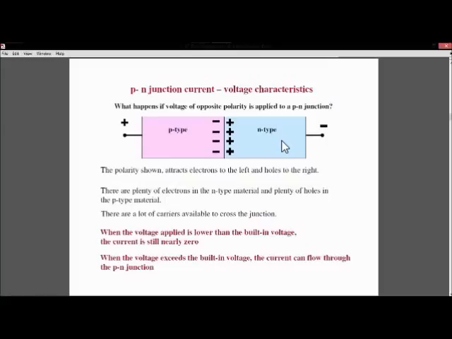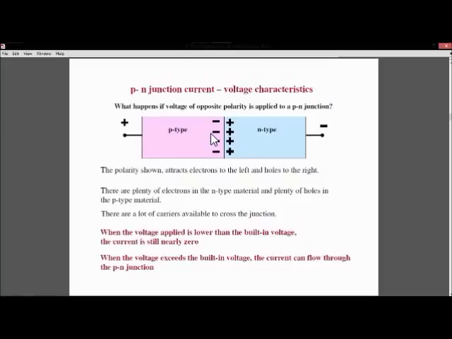Now what will happen if the voltage polarity is reversed? That is, the P side is given the positive terminal and the N side is given the negative terminal. In this case, it will attract the electrons to the left and the holes to the right. As we know, there are plenty of electrons in the N-type and plenty of holes in the P-type, so there will be a lot of movement of electrons and holes. So there are a lot of carriers available to cross the junction.